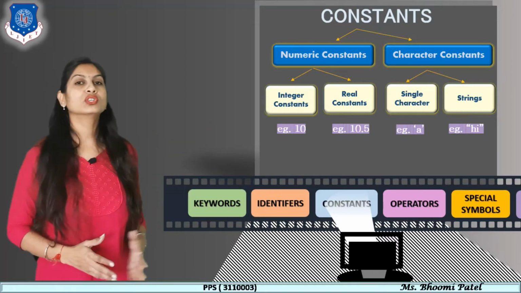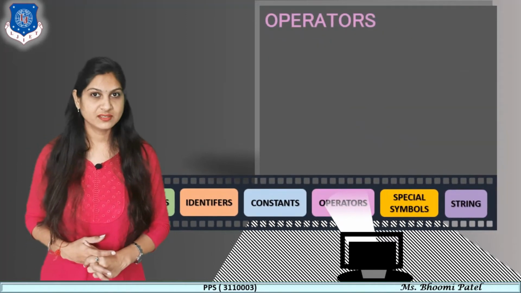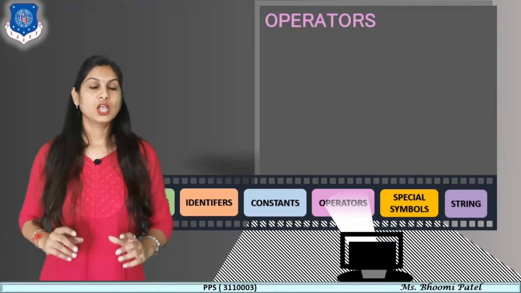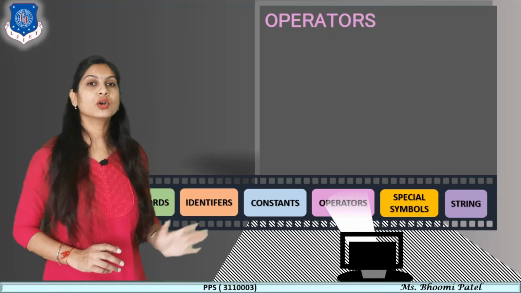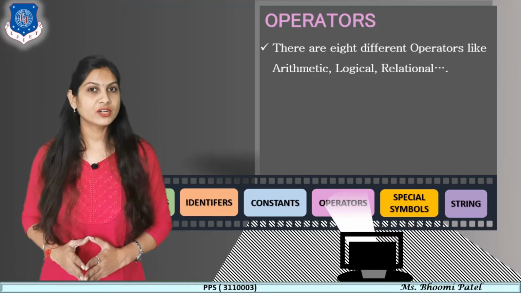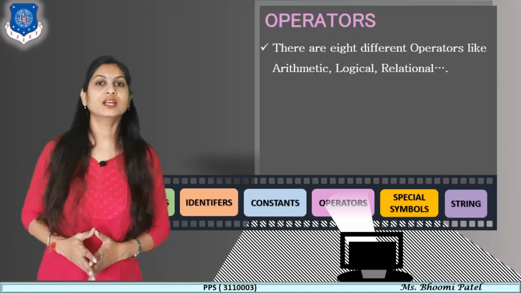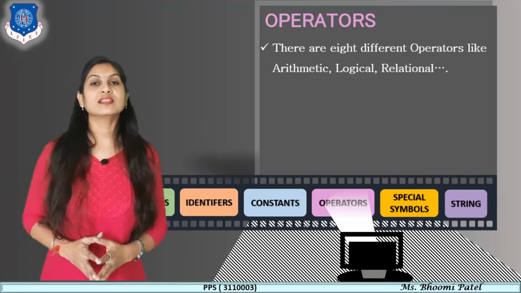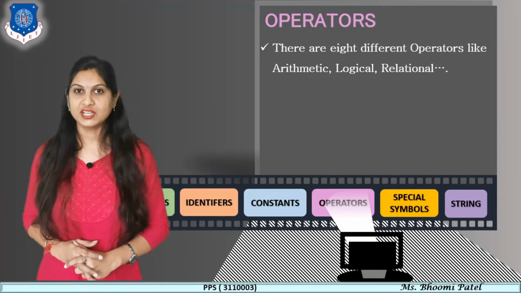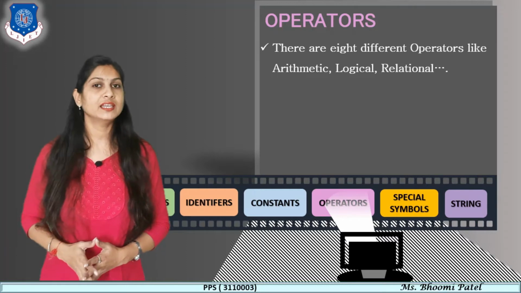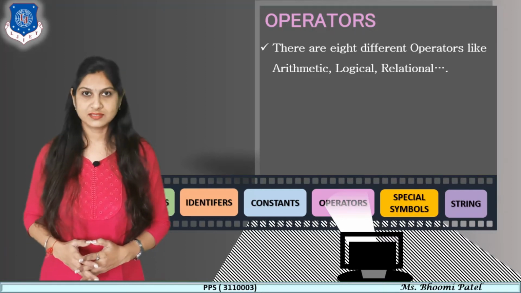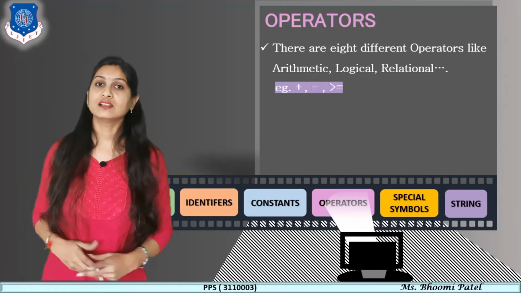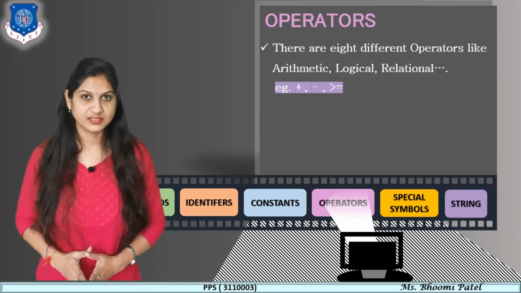Now move to the fourth one, that is operators. Operators are a totally different topic in this chapter, so I am just giving an overview here. There are 8 different operators you have to learn in this theory. I mention only three here: arithmetic, relational and logical. We will see them in detail in our next lecture in this same chapter. Examples are plus, minus, less than, greater than and so on.